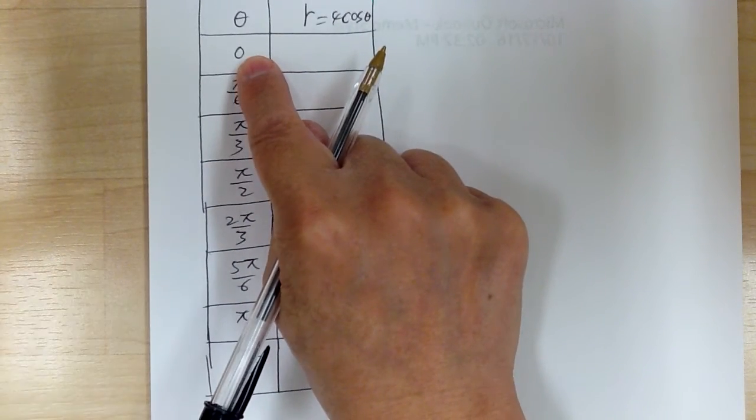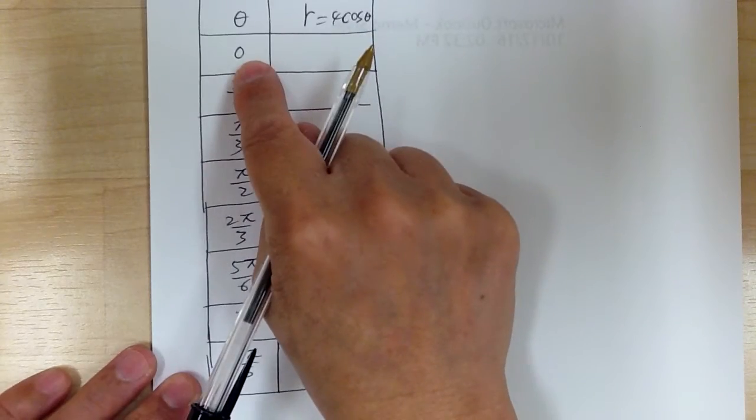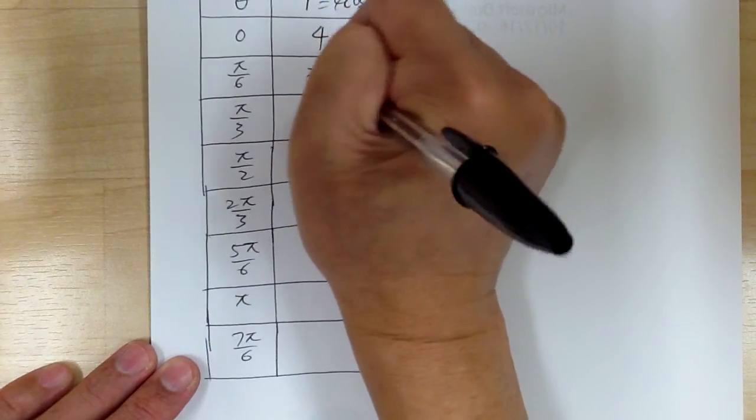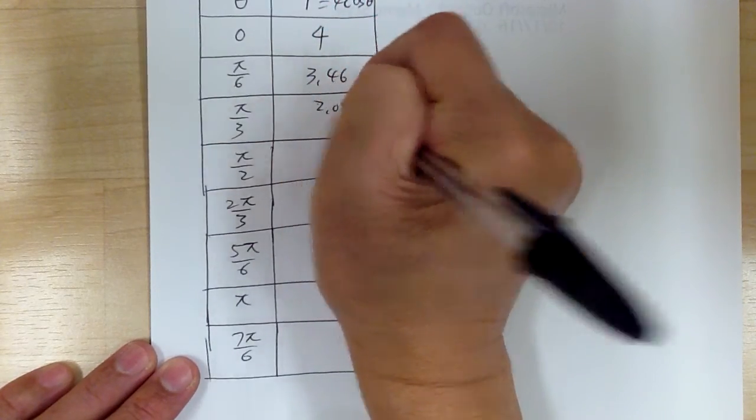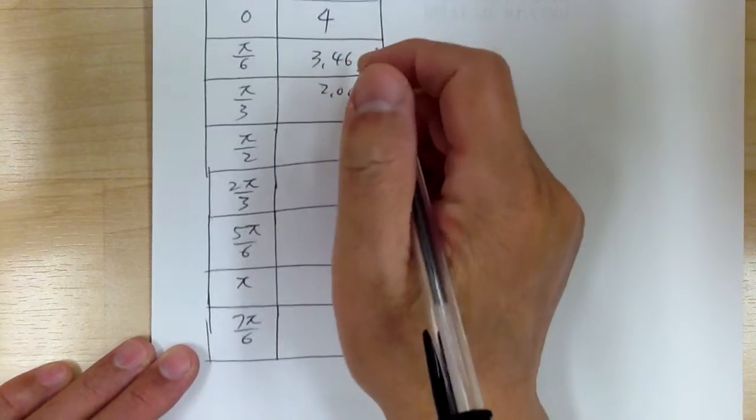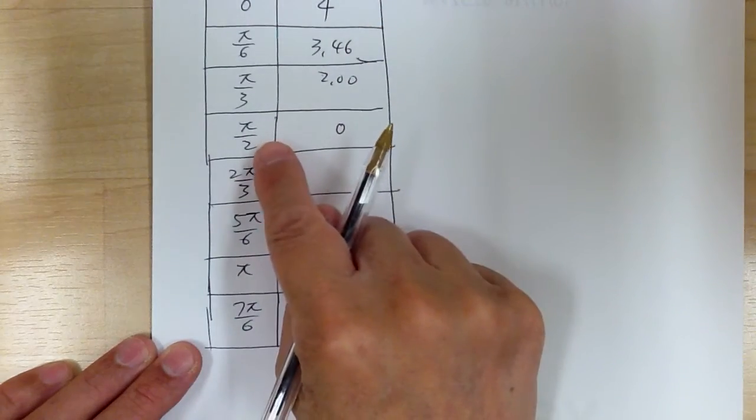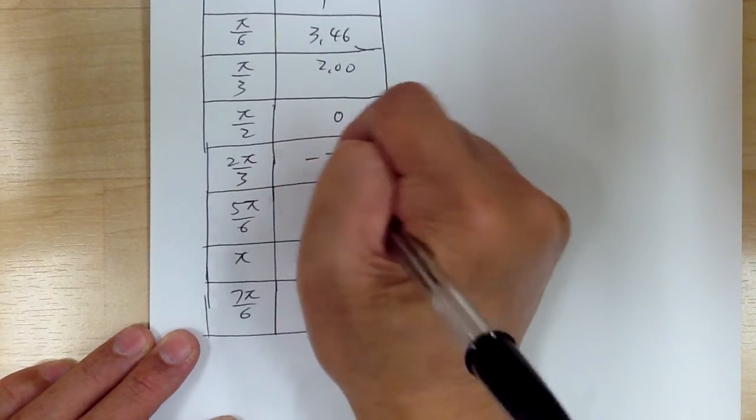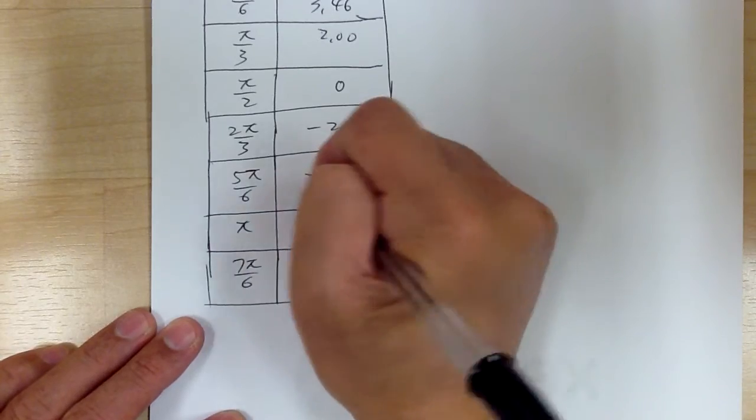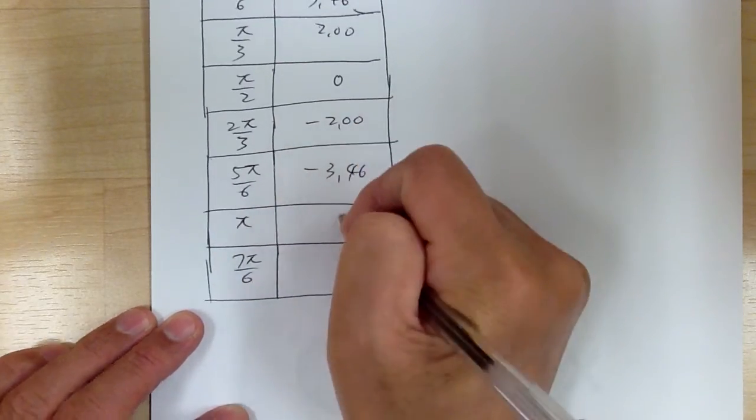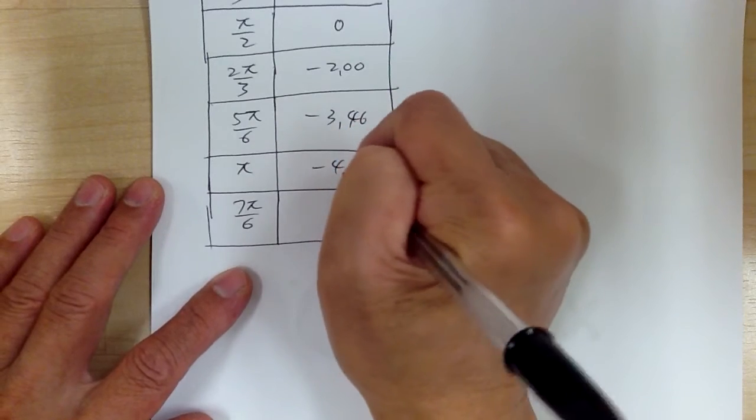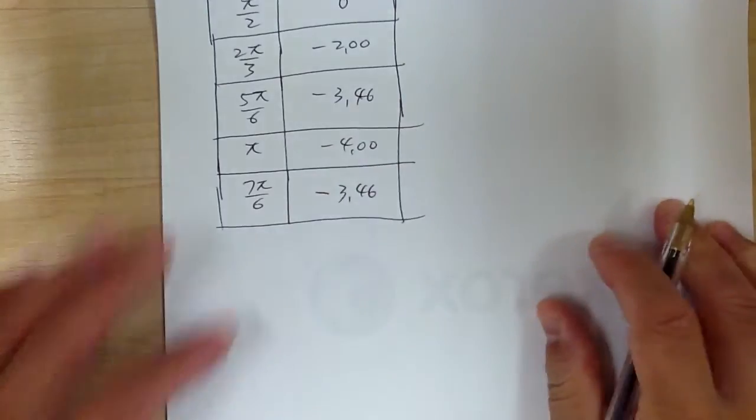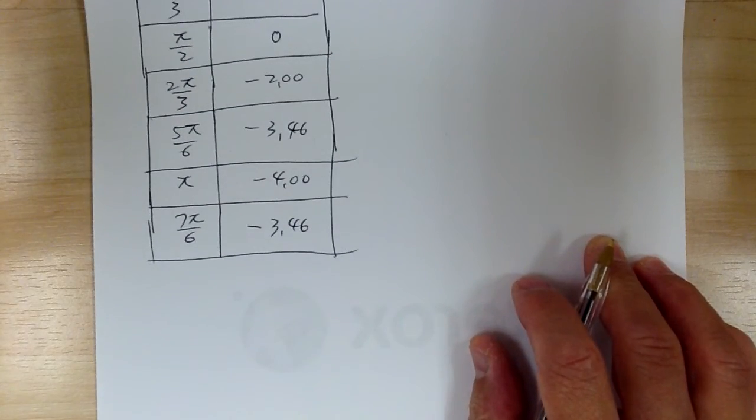So again, just use your calculator, you work it out. So cosine of 0 is 1 times 4 will give you 4. Okay, and this one, again, just get all the values. You get 3.46 and 2.00. I can just plug this in, work it out, and you get 0 over here because cosine of pi over 2 is 0 times 4, you still get 0. And this one you get negative 2.00 and negative 3.46. For pi, you're going to get negative 4.00, and this one you get negative 3.46. Okay, so now we're ready to do the graphing.